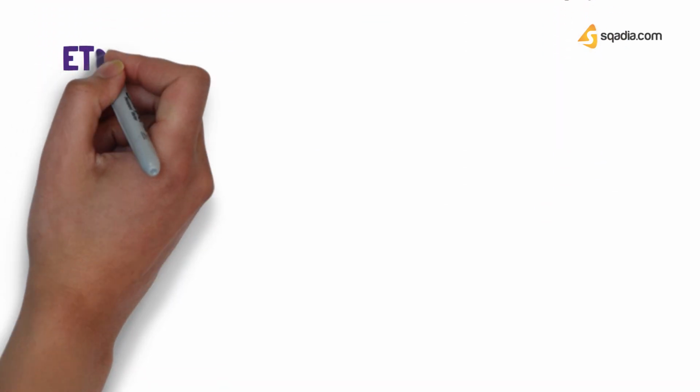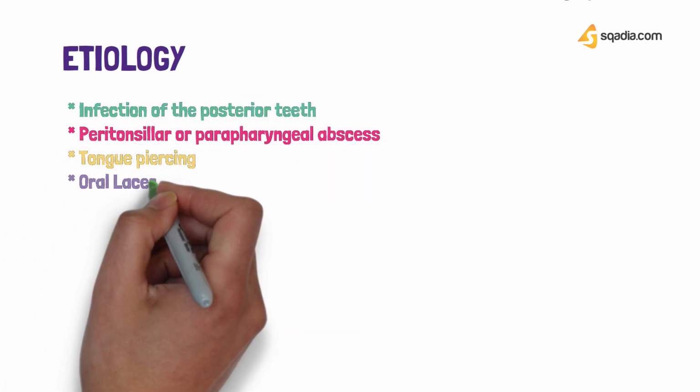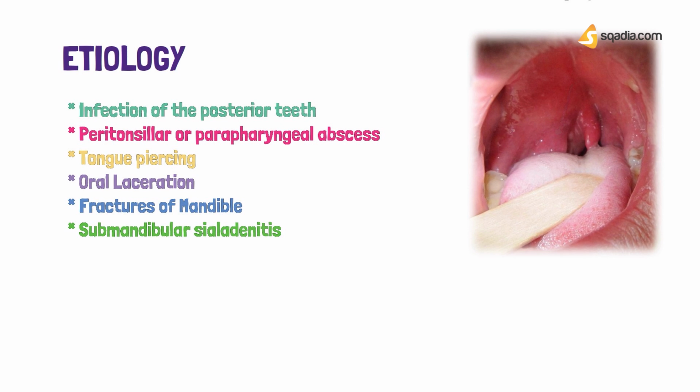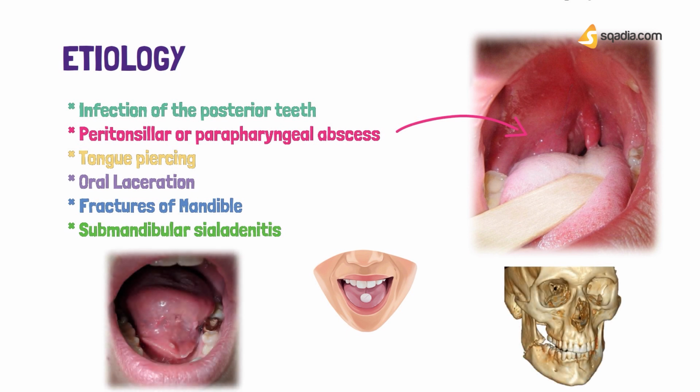Some of the causative factors for Ludwig's angina are: the main one is the infection of the posterior teeth, or it could be a peritonsillar or parapharyngeal abscess. It could be due to tongue piercing, oral lacerations, fractures of the mandible, and submandibular sialadenitis. This is a stone in the submandibular gland.